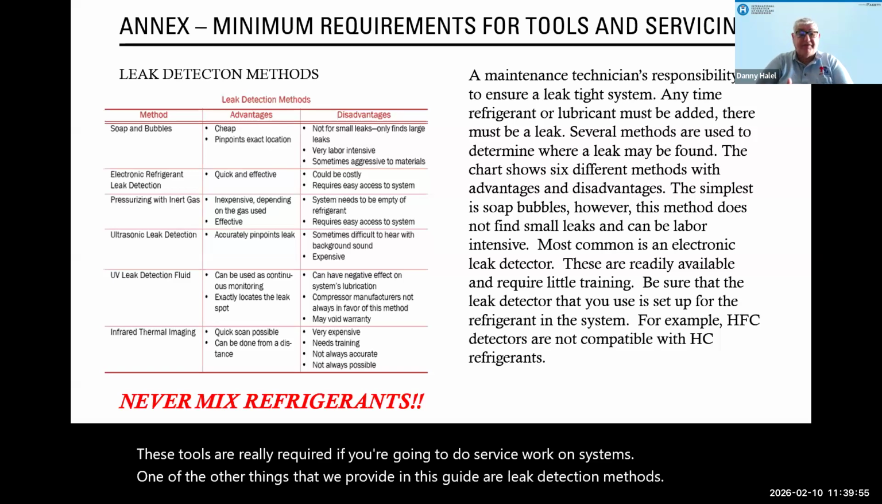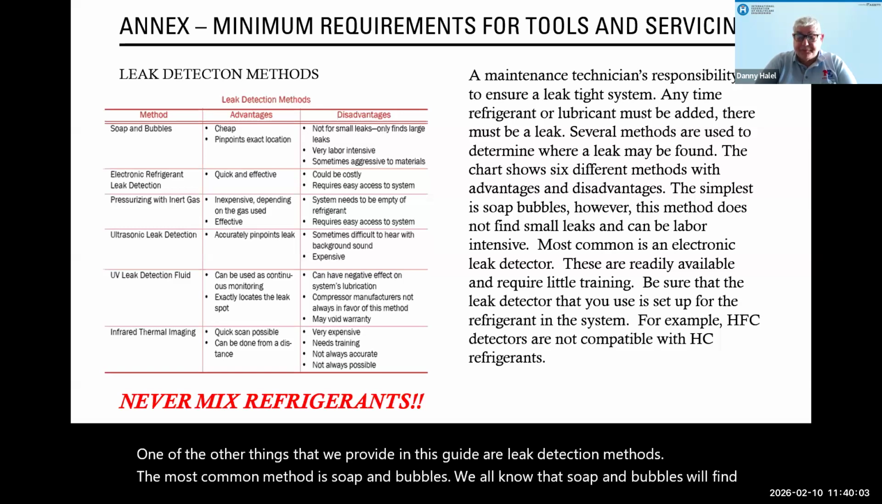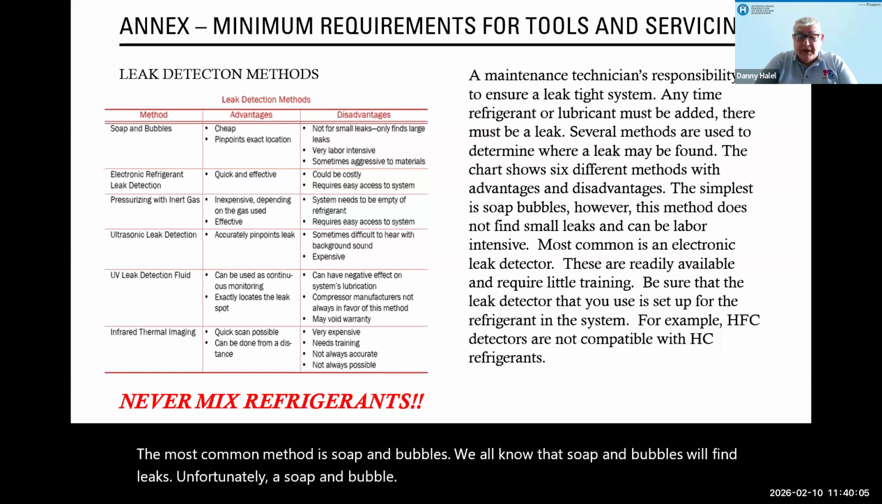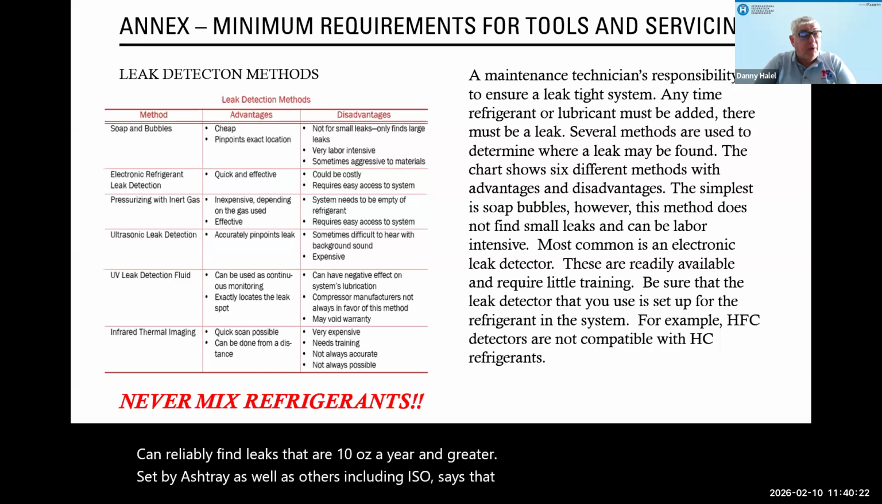The most common method is soap and bubbles. We all know that soap and bubbles will find leaks. Unfortunately, a soap and bubble test can reliably find leaks that are 10 ounces a year and greater. The standard set by ASHRAE as well as others, including ISO, says that the leak rate should be less than 1/10 of an ounce per year.